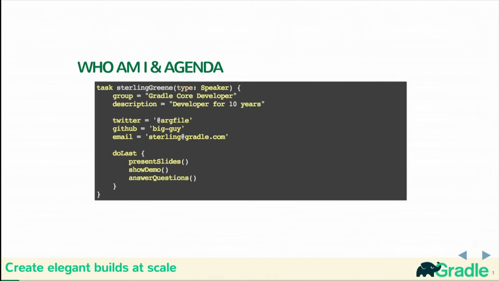So I'm Sterling Green. I'm a Gradle core developer. You can hit me on the Twitters and the GitHubs, all you like there. I'm going to be going through some slides and talking about composite builds, but also more generally into multi-repos and mono-repos and that kind of thing. And then I have a couple demos. They're command line demos. And then I'll be happy to try to answer some questions about kind of the details of what's going on with composite builds. Okay.